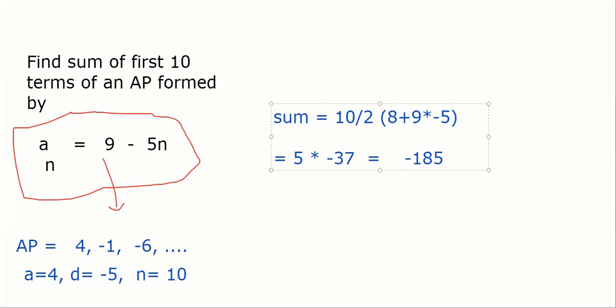Why minus 185? Because we know the terms will go minus 6, minus 11, minus 16, minus 21. So the sum has to be negative. But that is easy. The main point was how to form the AP when the equation is given. Good. You can find it now or not like this? Every one of you. Too easy.